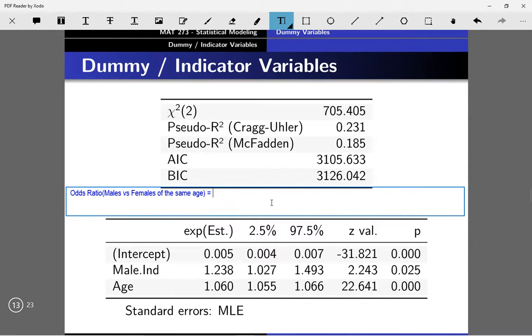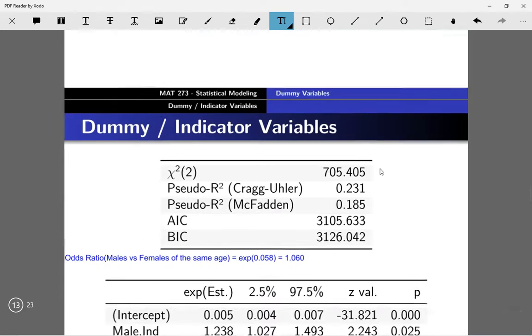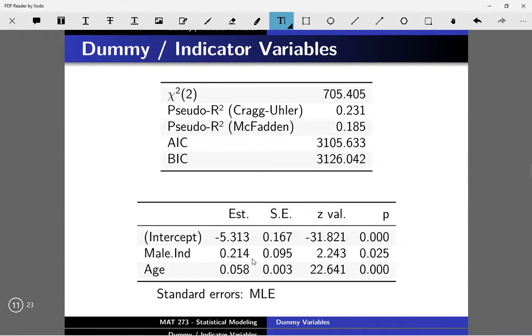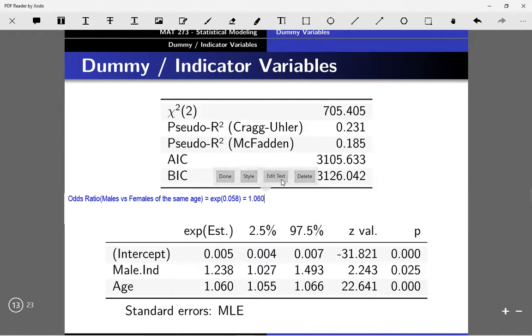Okay, so supposing someone's the same age, we get this exponentiated coefficient estimate. I was just showing how this was the unexponentiated one, 0.058. But it gives it to us in the table what that value is. So this is the odds ratio.